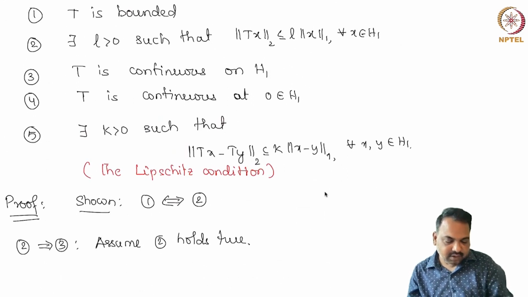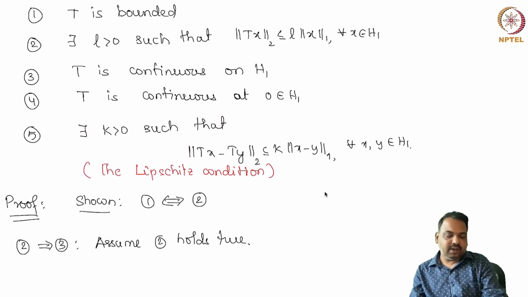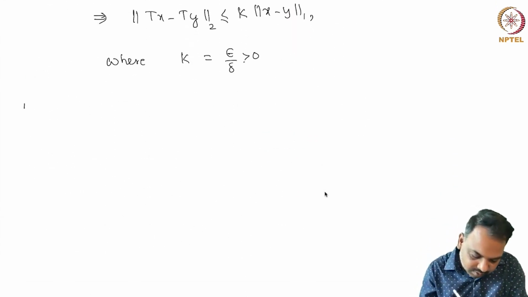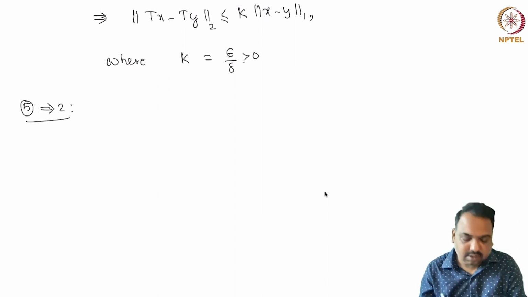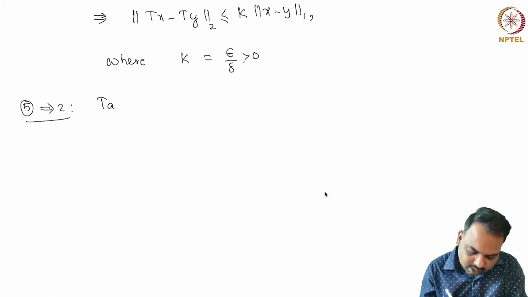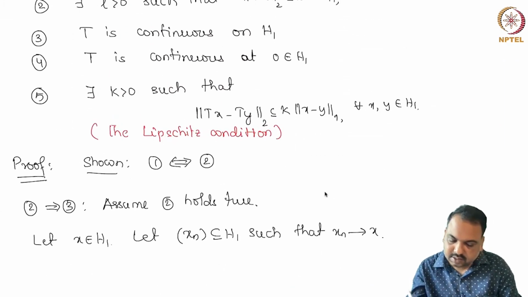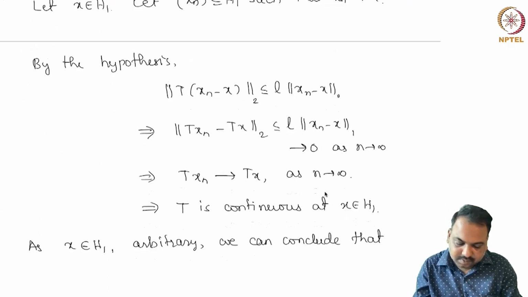Now, instead of showing 5 implies 1, we show that 5 implies 2, because 1 and 2 are equivalent. So we want to show that 5 implies 2. So take y equal to 0 in the Lipschitz condition, that is, let me say this is 1.